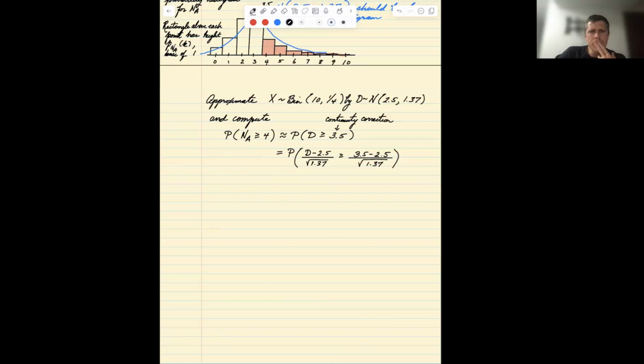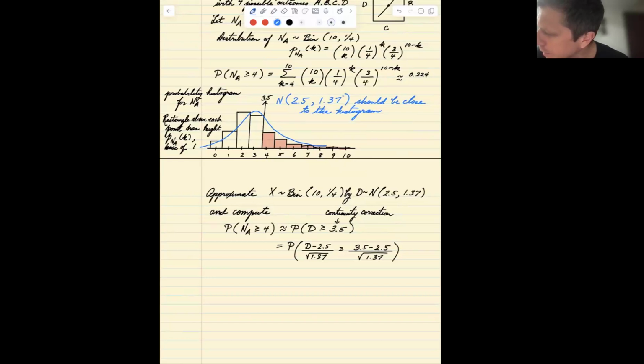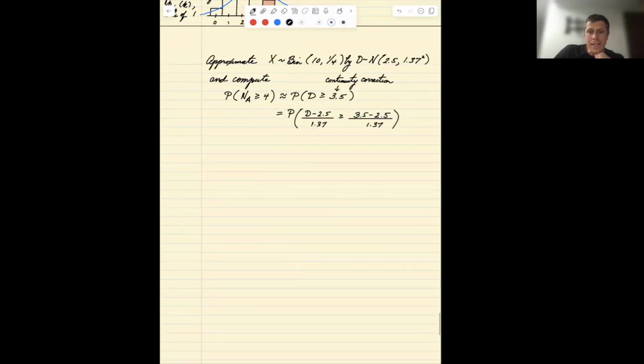Hold on a second. Okay, so I made a typo here. The variance is actually the square, so it's 1.37 squared, and so the standard deviation is 1.37. When we normalize in this way, this is, of course, just a standard normal. So this is the probability that Z is bigger than or equal to 0.73.